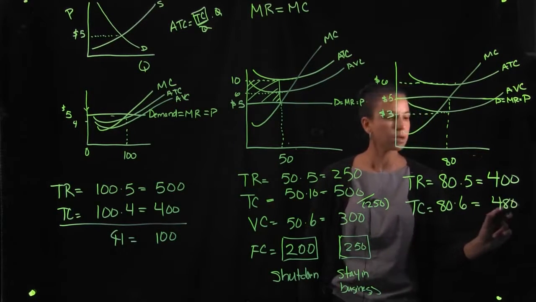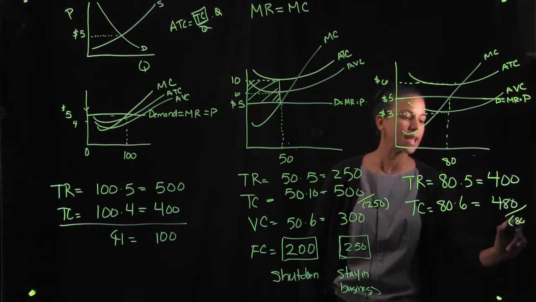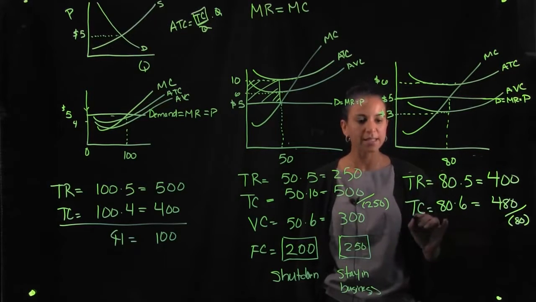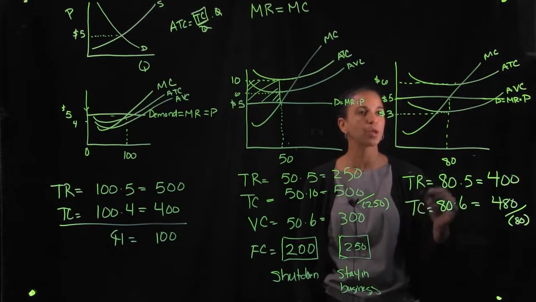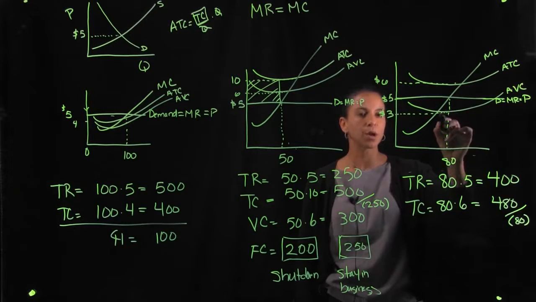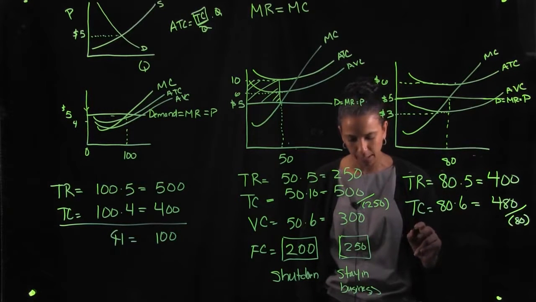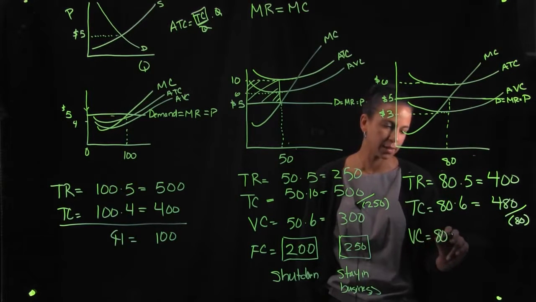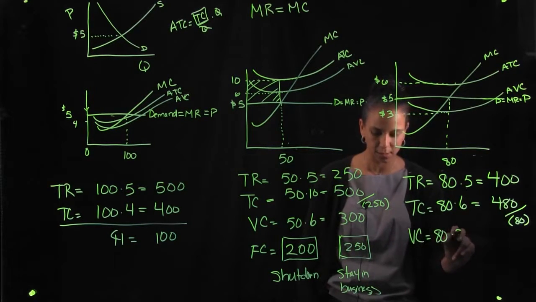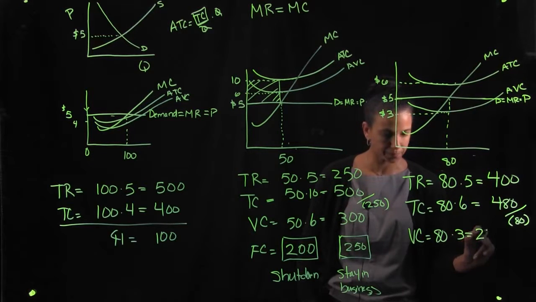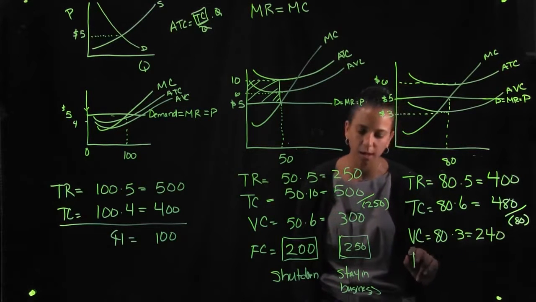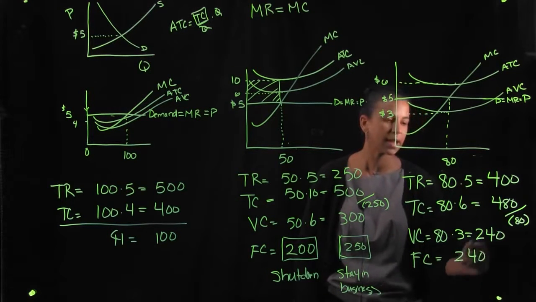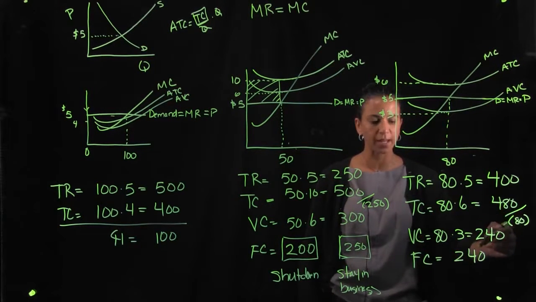So we would say here, this firm is basically losing $80. That's the profit, the loss minimizing, all right? Let's see if we can figure out what our fixed costs and our variable costs are. I know here that my variable cost per unit is about $3, all right? So my total variable cost for 80 units would be 80 times the 3, which is 240, which means my fixed cost is equal to 240 also, all right? And I got that from taking 480 minus 240, gives me 240.